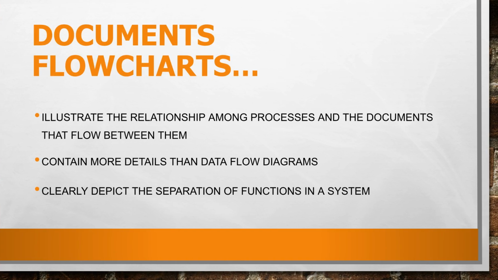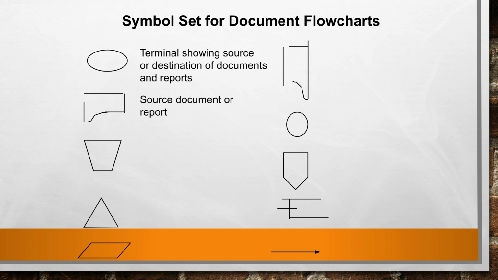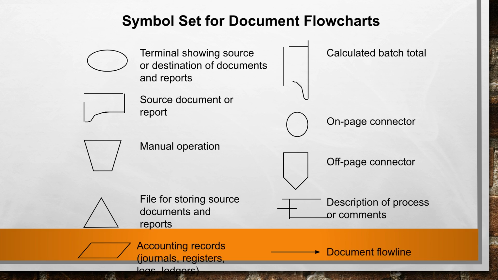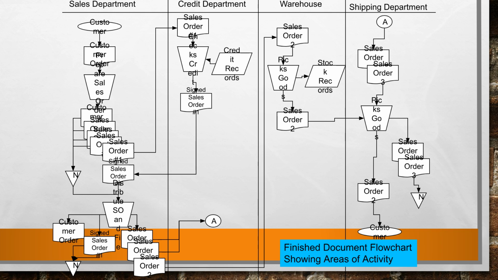Document flowcharts are more detailed than DFDs. They illustrate the relationships between specific processes and the documents that flow between them, clarifying functional separation. This chart outlines the standard set of symbols for document flowcharts, depicting items like terminal sources, manual operations, and various accounting records. When constructing a document flowchart, the first stage involves organizing activity by area, such as sales, credit, warehouse, and shipping departments. This figure shows the finished document flowchart, detailing the specific path of documents across those functional areas until the transaction is finalized.